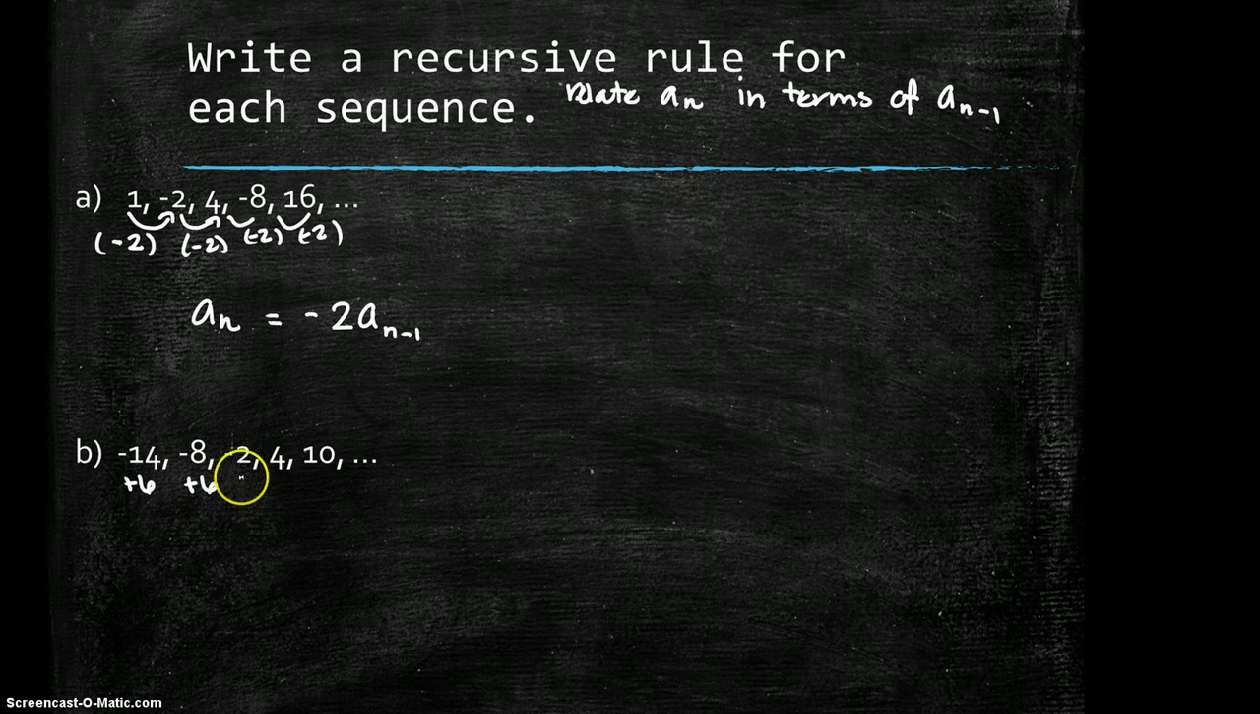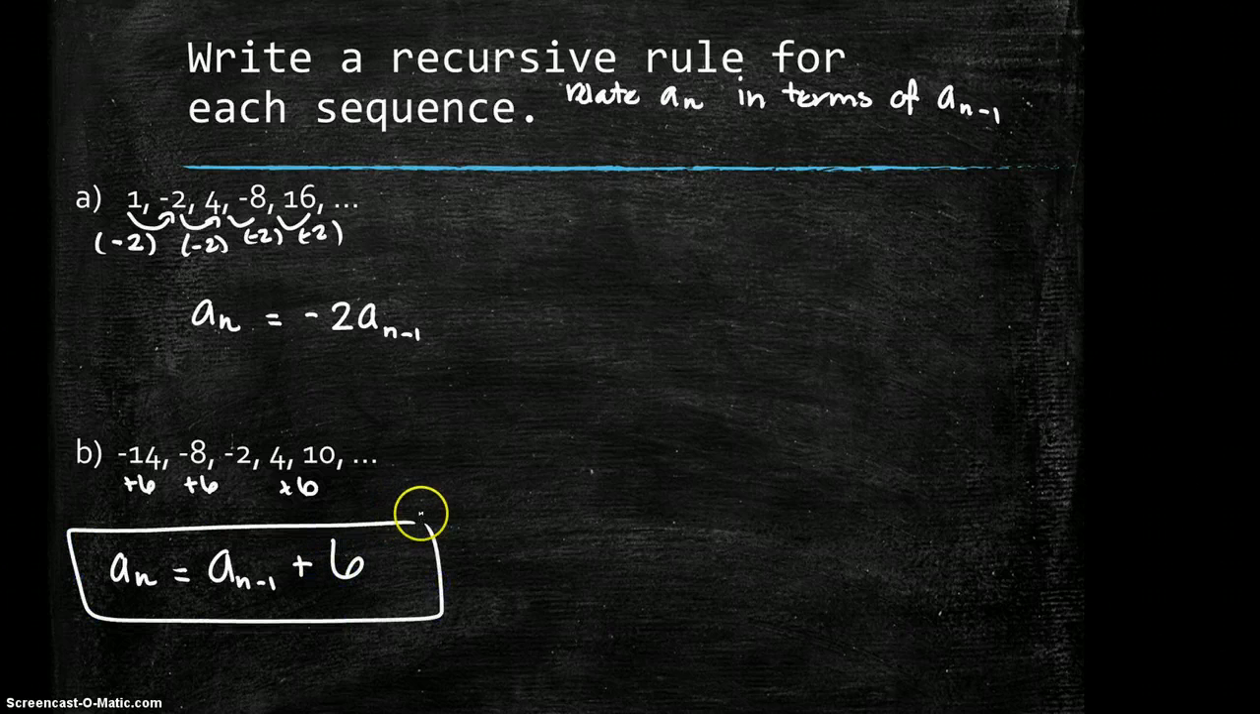That's good. And here's the thing: if you have some issues with negative numbers, look at the positive ones. 4 to 10. What do you have to do? Add 6, and then see if it works for all your other terms. So if I have a sub n, I'm trying to figure out what do I need to do to the previous term to get a sub n. Basically, starting off with a sub n minus 1, which is the previous term, I need to add 6. And that is my recursive rule.